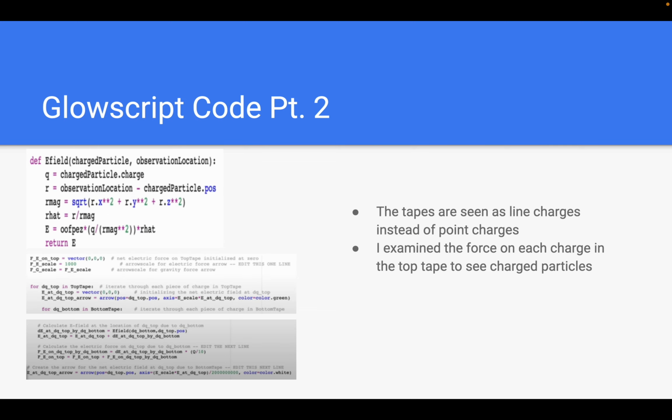And this is also another code that I ended up using. It shows that the tapes are seen as line charges instead of point charges because it just makes things a little bit easier. And then I examined the force on each charge in the top tape to see what the charge particles would end up showing.